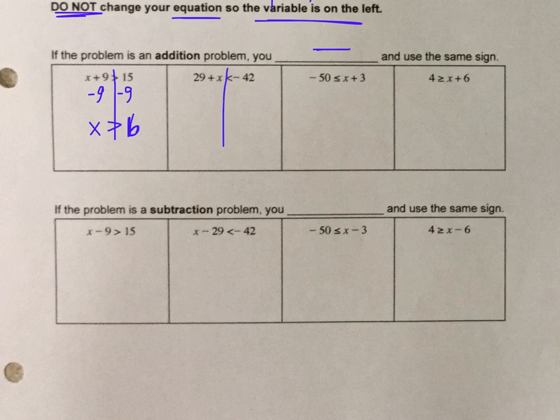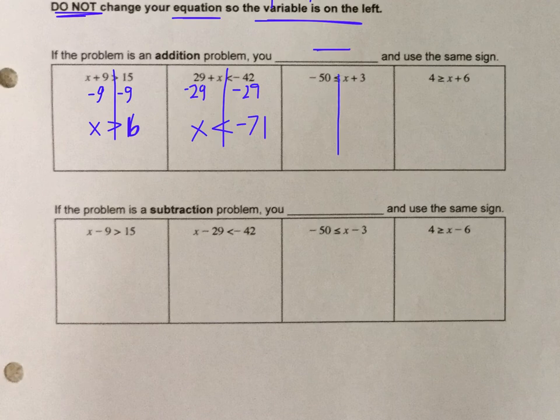The next one, I need to get the x by himself. It's being added, so I subtract that 29 from both sides. I'm left with x is less than -71. -42 minus 29.